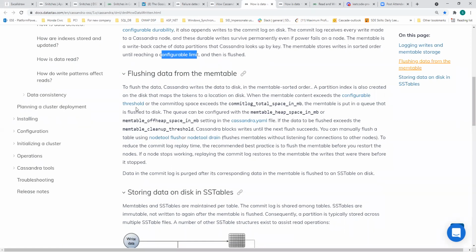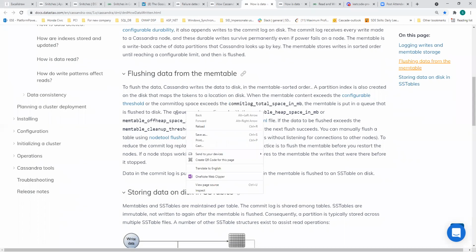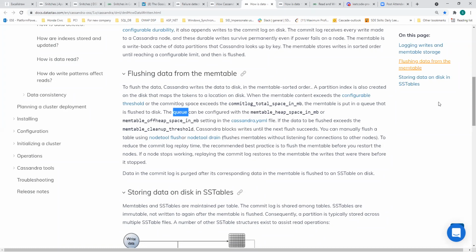To copy a mem table, or flush it onto disk, there is some configurable threshold. It may be the size of that mem table, right? So you adhere to that configurable threshold, or if the commit log space is also exceeding, then you also flush whatever your mem table is to the disk. And how it is done: the request is always queued. It is not directly stored. Once that mem table is queued, another new mem table is started, which will be the active one.